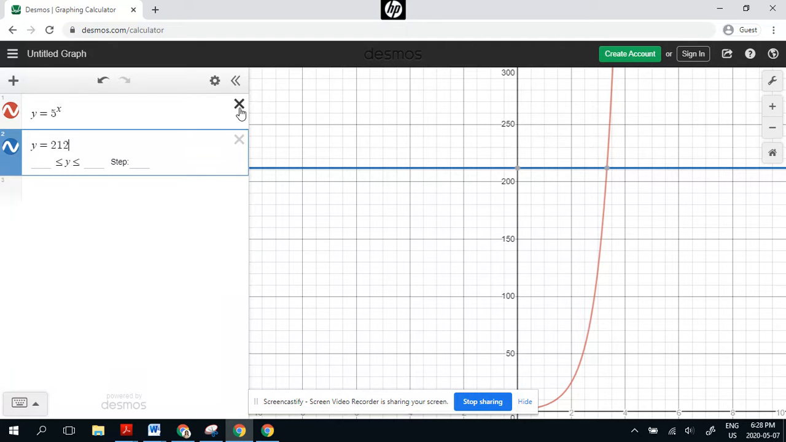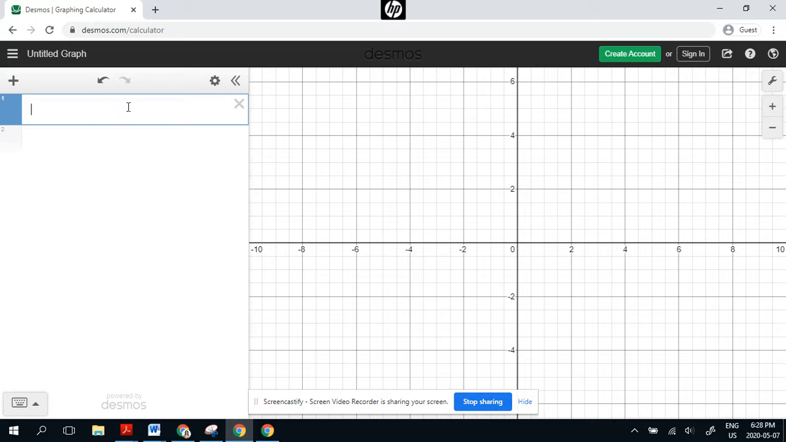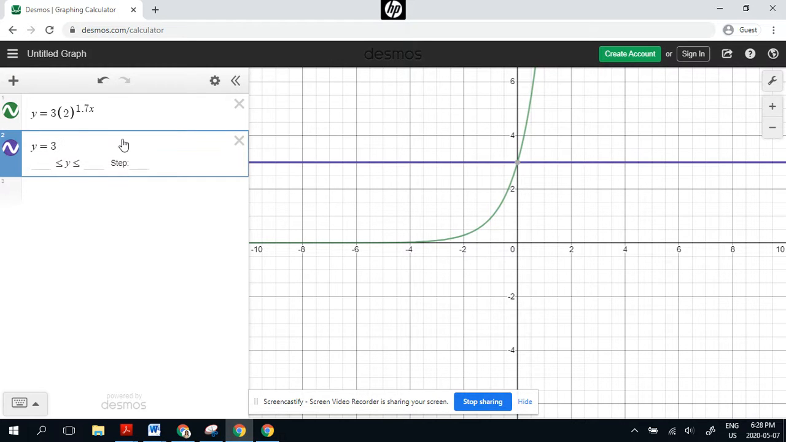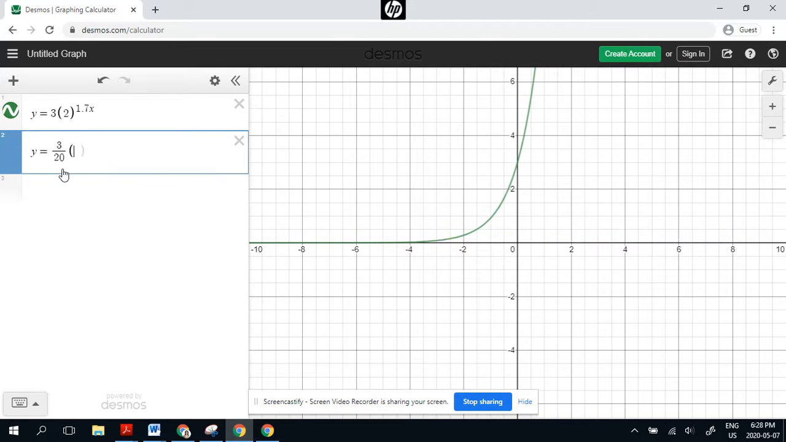Now, we're going to clear our equations, and I'm going to go back to where I was, and I'm going to type in the equations the same way I did the first time. So y is equal to 3 times 2 to the power of 1.7x. First function. Second function, y is equal to 3 over 20. Now, to get our fraction, type the slash, and then it'll automatically create a fraction for you. Times 2 to the power 1 minus x.